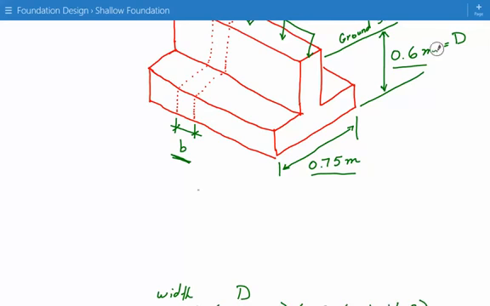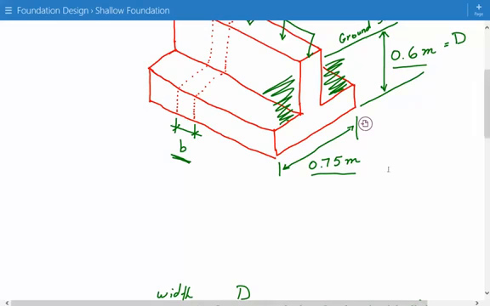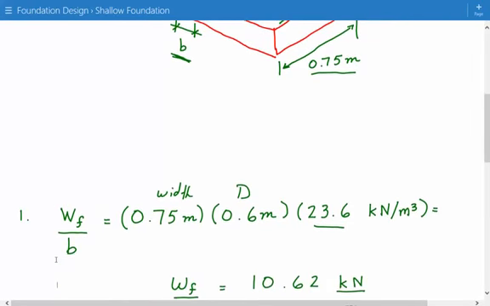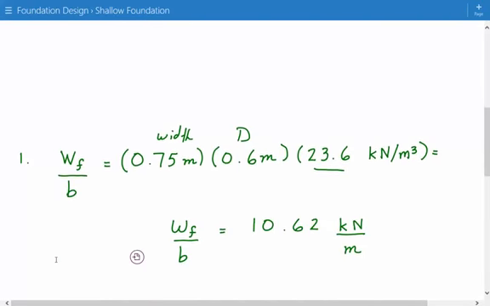In this case, we're assuming as if the concrete extends from the bottom all the way to the ground surface. Even though you have soil over here, there's going to be soil above the foundation here and here. But to avoid using two different unit weights, one for soil, one for concrete, we just assume this is all concrete. So this is being conservative, but the error isn't too big. So we just go in and simplify things that way. So our weight of the foundation is going to be 10.62 kilonewtons per meter.